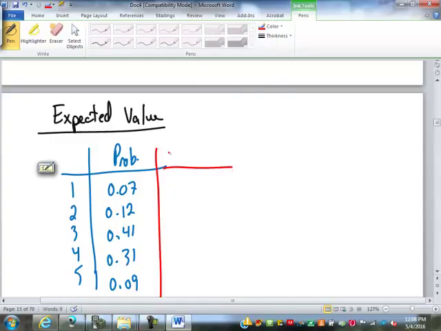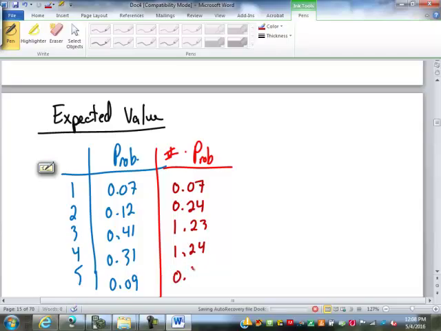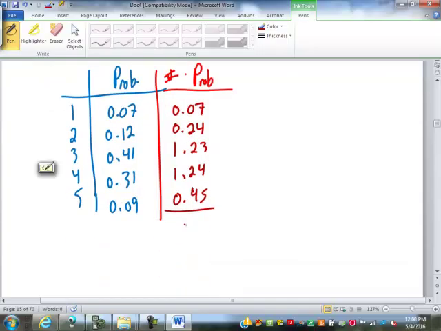So our first thing is going to be the number times, instead of the frequency, it's the number times the probability now. So 1 times 0.07 is 0.07. 2 times 0.12 is 0.24. 3 times 0.41 is 1.23. 4 times 0.30 is 1.24. And 5 times 0.09 is 0.45. And if we add all those up, we're going to get 3.23.